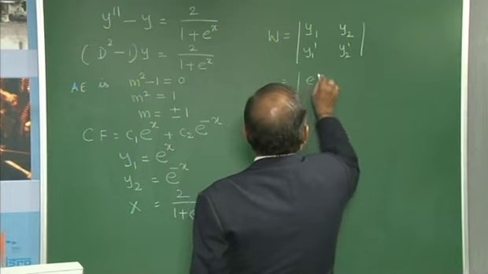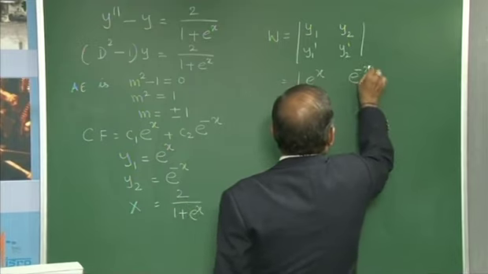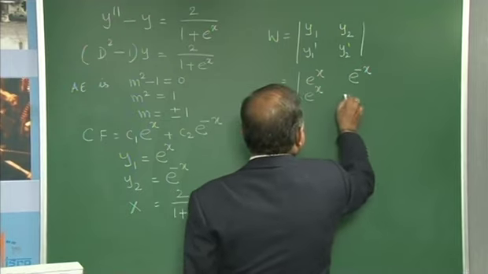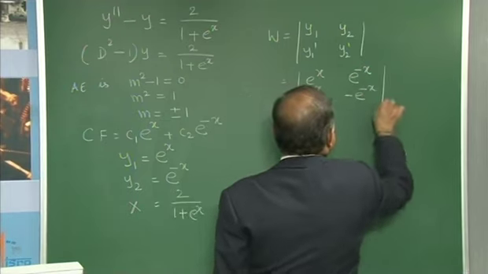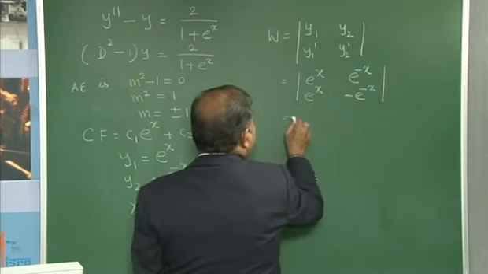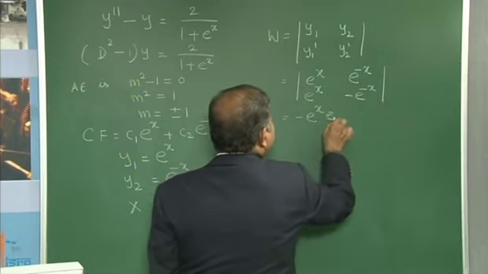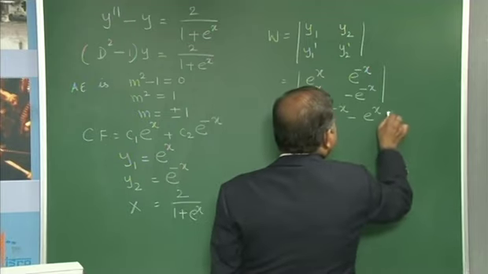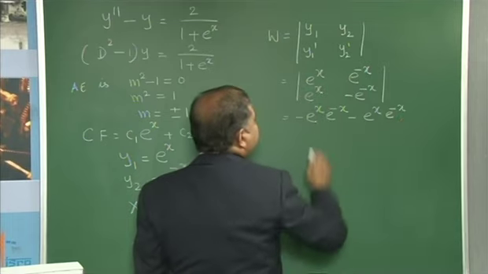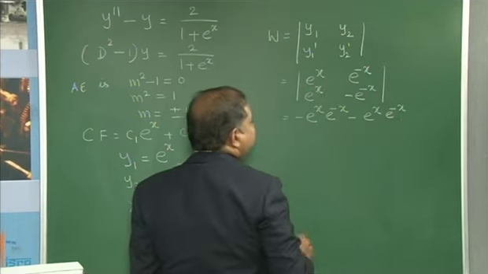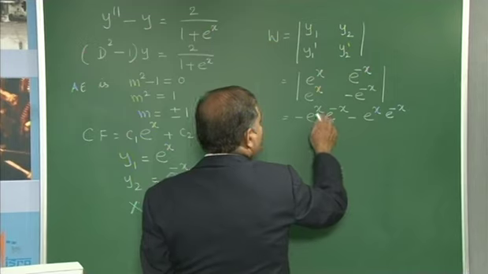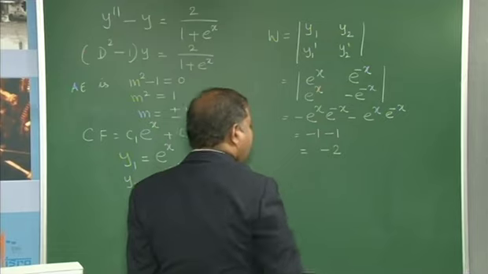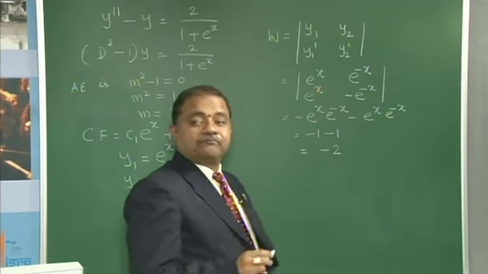So, y1 is e power x, y2 is e power minus x. Differentiate it, e power x, for this it is e power minus x. See this carefully, minus e power x, e power minus x, again minus e power x, e power minus x. These two, then these two with minus. Here these two get cancelled, 1. So, minus 1, I got my W value as minus 2.